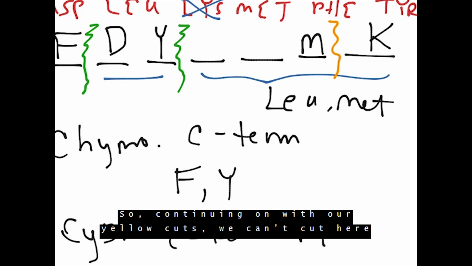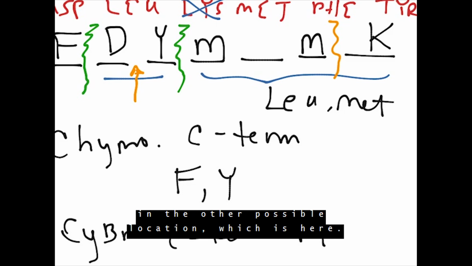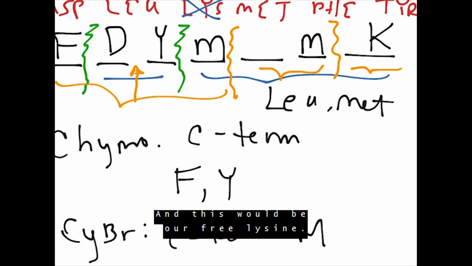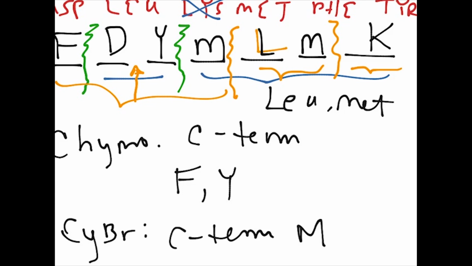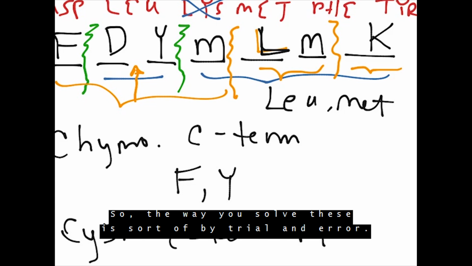So continuing on with our yellow cuts, we can't cut here to get a dipeptide and a tetrapeptide because there's an aspartic acid there. So let's try putting our methionine then in the other possible location, which is here. And then we would cut at this position. And so this would be our tetrapeptide, this would be our dipeptide, and this would be our free lysine. And then that leaves us leucine in the last position. So the way you solve these is sort of by trial and error.